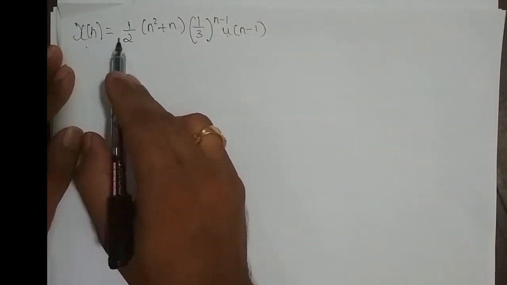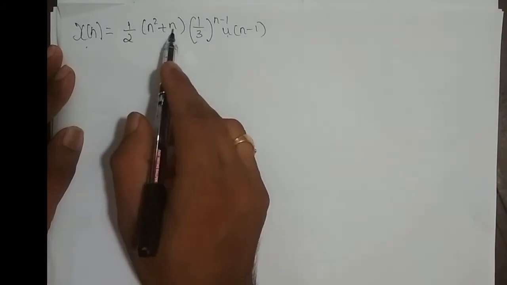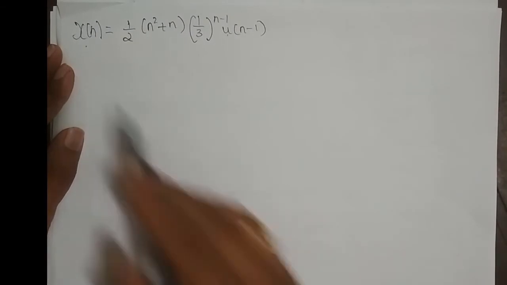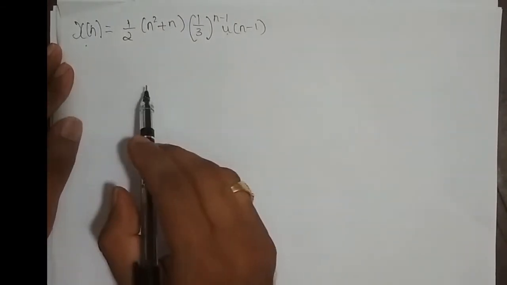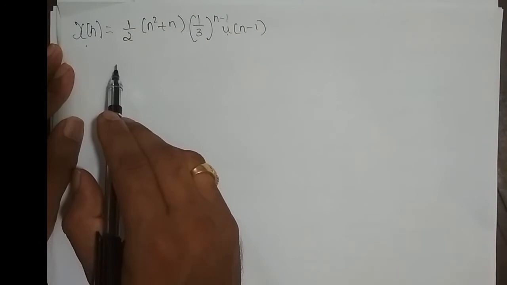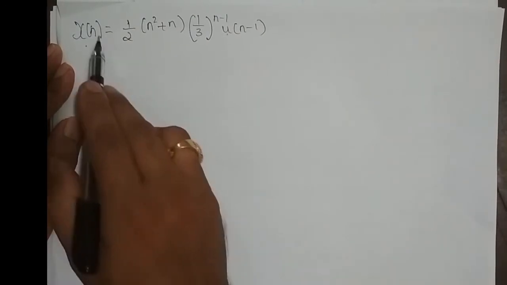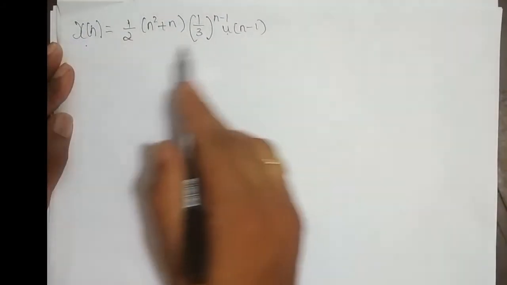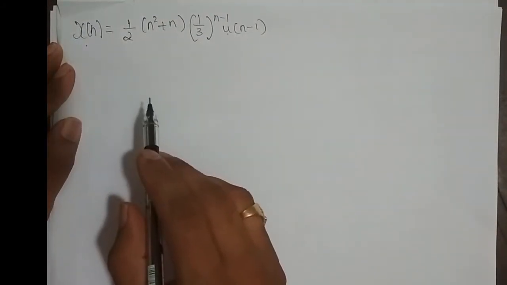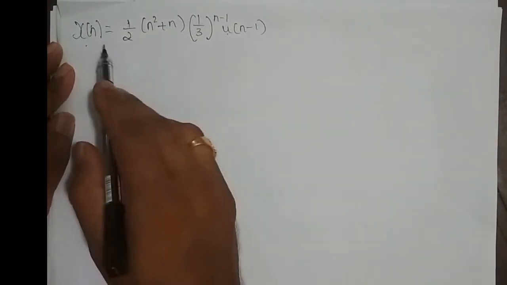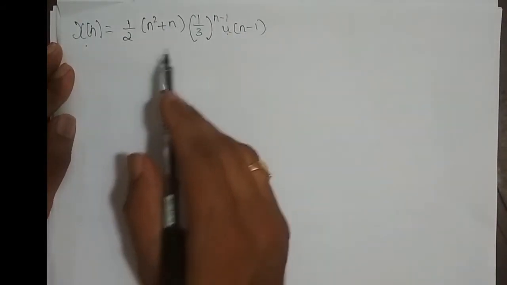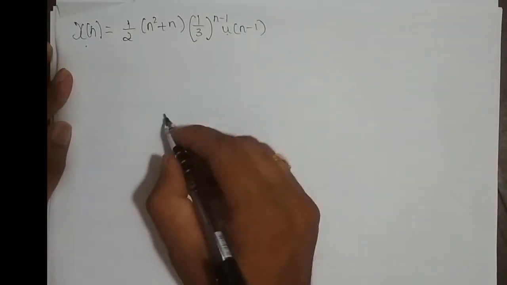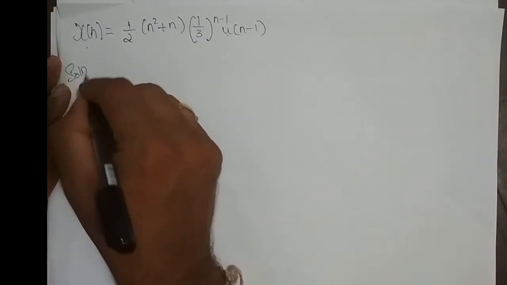The sequence is x of n is equal to 1 by 2 into n square plus n into 1 by 3 power n minus 1 u of n minus 1. Okay, this looks complicated. Basically, the previous two problems which I solved are actually a combination of this sequence. If I solve this sequence directly, it's difficult to convince you, so what I did was I split this problem into 2, which I did in the previous two problems. That is nothing but the combination of this problem. Okay, you see that.